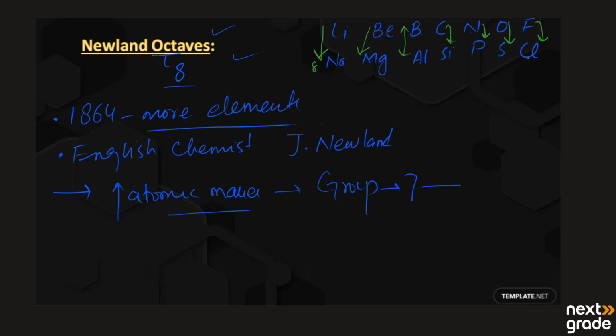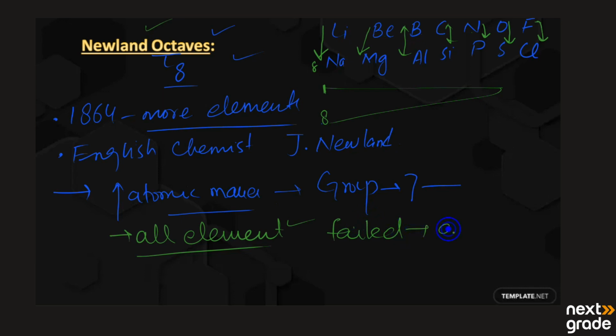So if we arrange the elements in rows of 7, the eighth one will have the properties of the first one. It was a concept made by Newlands, but it could not classify all the elements. So the law of octaves failed to classify all elements.